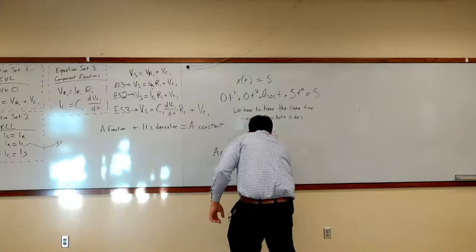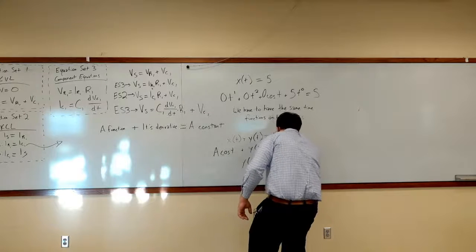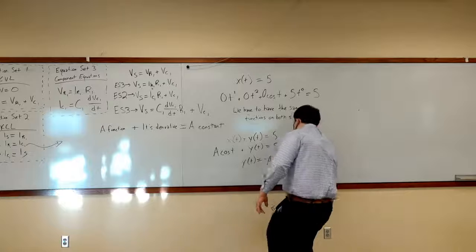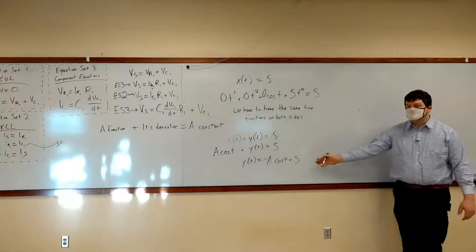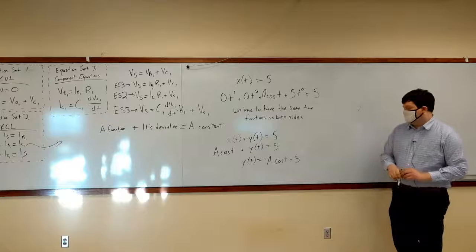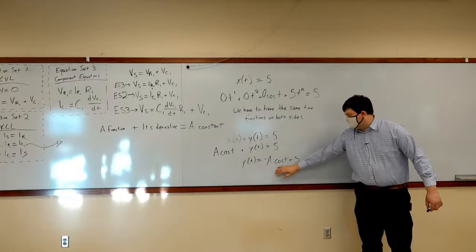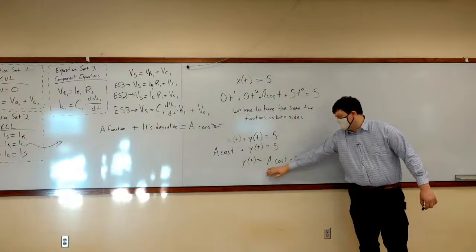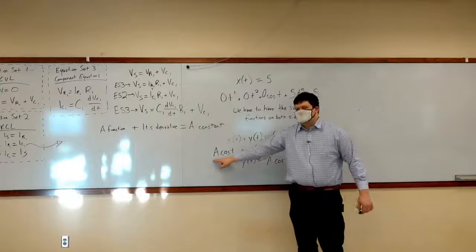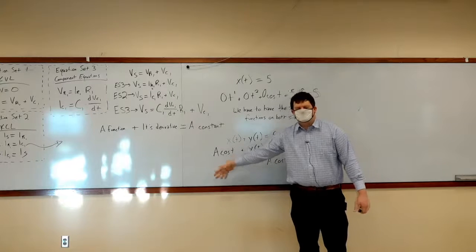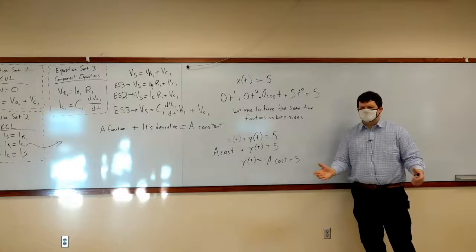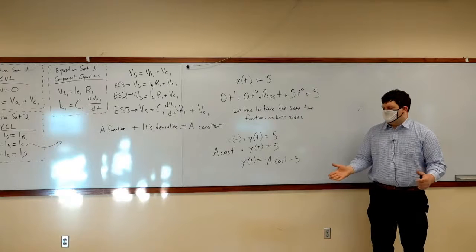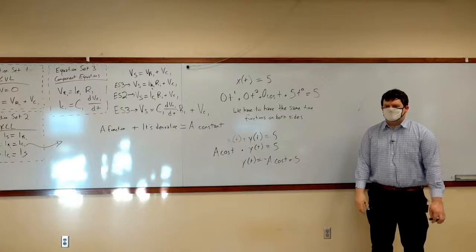Y of t is equal to negative a cosine t plus 5, or 5 minus, whatever. You can rearrange that, right? We know this. Look at this, though. This negative a cosine t adds to a cosine t to equal 0. It has to. There's no other way. Because there's a 0 on this side.